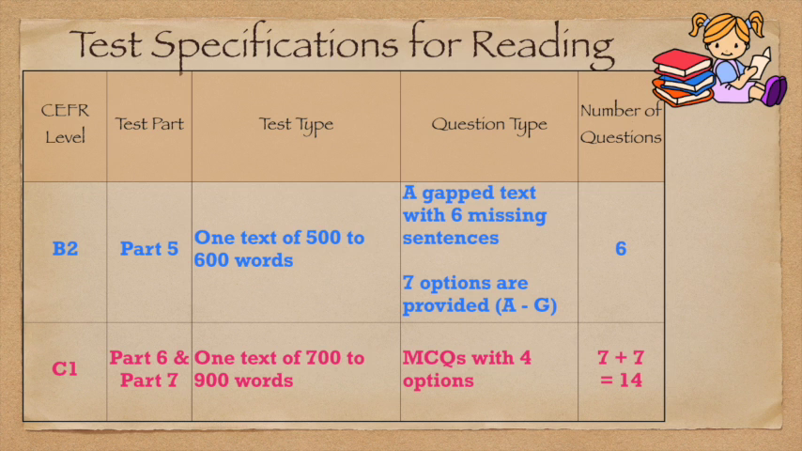Next is part 6 and 7. Every part consists of one text of 700 to 900 words, and the question type is MCQs with 4 options. So number of questions will be 7 plus 7. The total will be 14 questions for both parts.